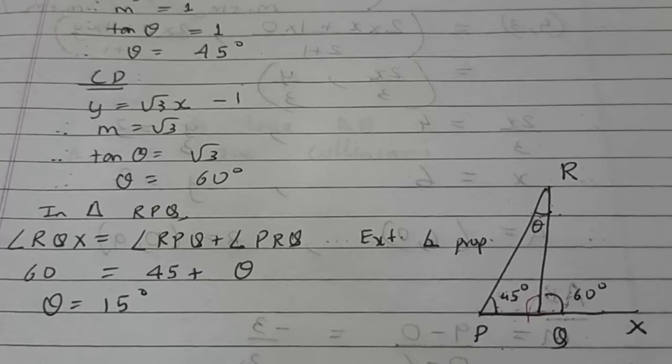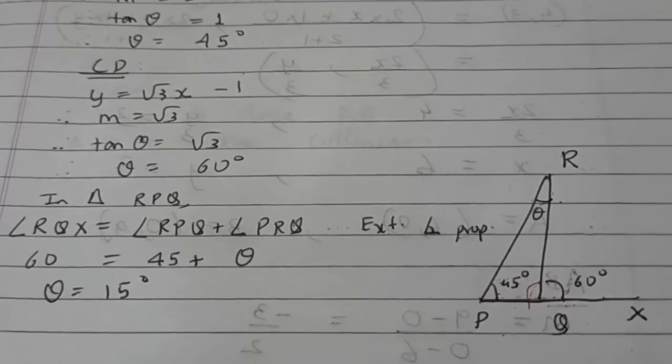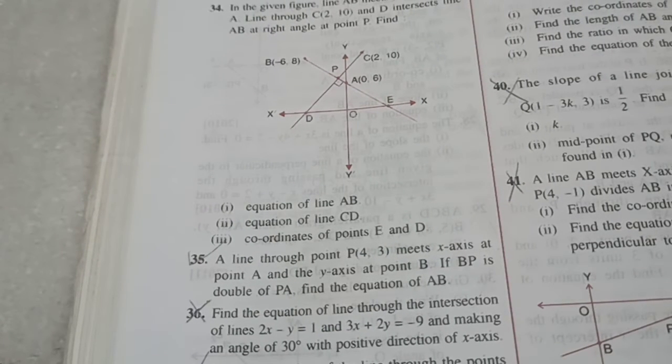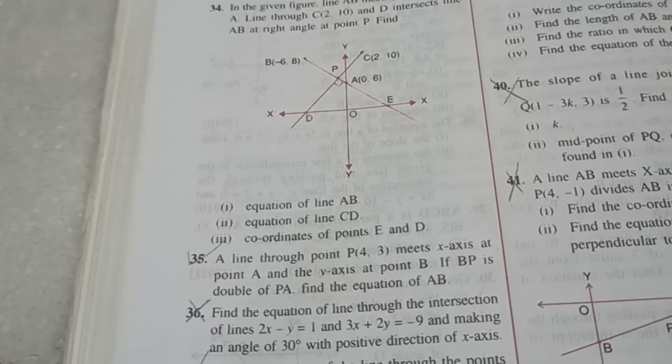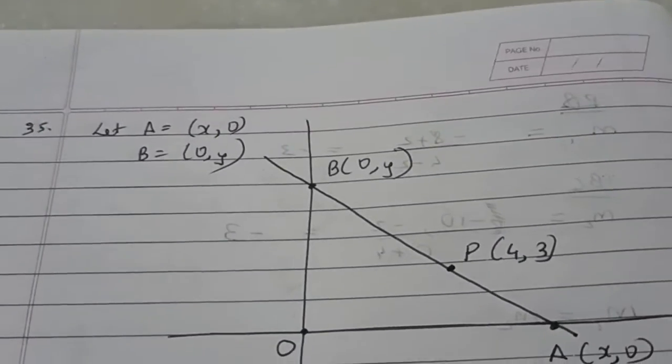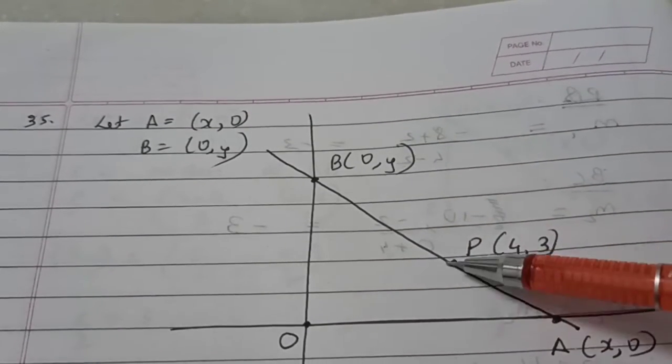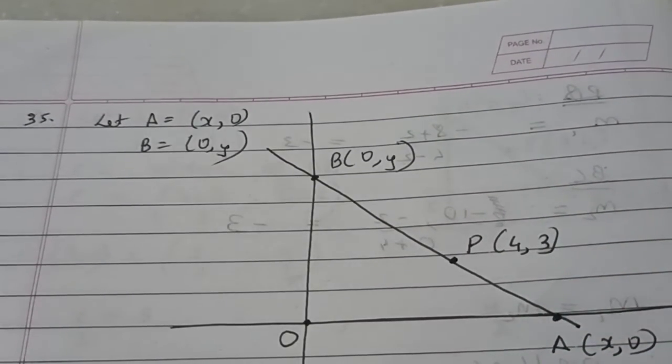Next, let's do sum number 35. A line through point P meets the x-axis at A and y-axis at B. It will be again the same assumptions we have to do. We have to draw the diagram, and A will be x comma 0 and B will be 0 comma y, and P is somewhere between them. But it's not the midpoint here. This time they're not saying that it's a midpoint.